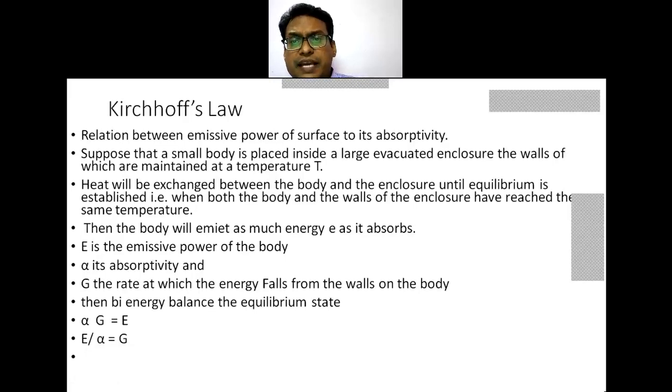Suppose that a small body is placed inside a large evacuated enclosure, the walls of which are maintained at a certain temperature T. Heat will be exchanged between the body and the enclosure until equilibrium is established. When both the body and the walls of the enclosure have reached the same temperature, the body will emit as much energy as it absorbs. The amount of energy emitted will be the same as the amount of energy absorbed. That means the two bodies are in thermal equilibrium. Then the body will emit as much energy E as it absorbs, alpha.